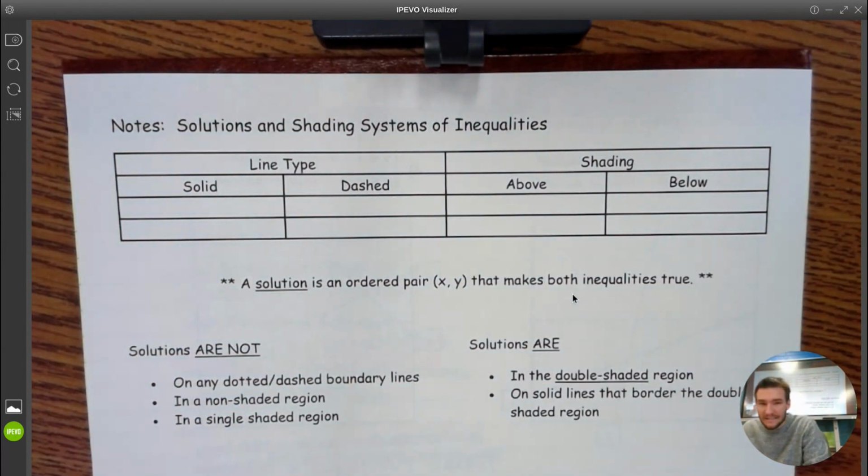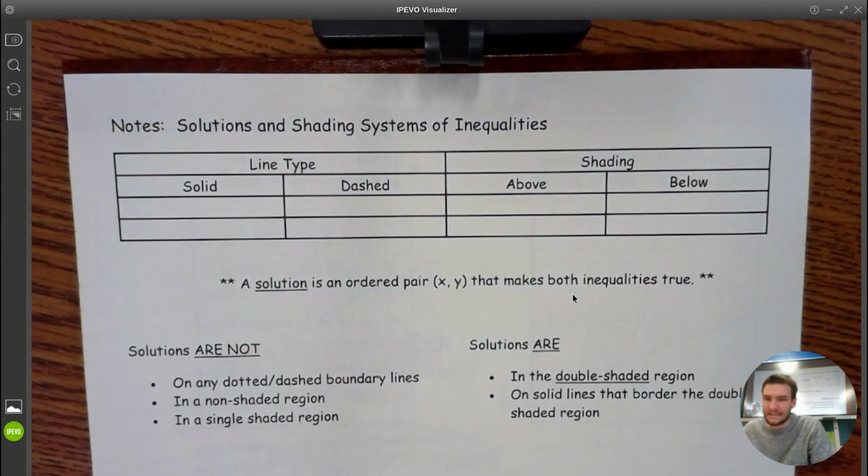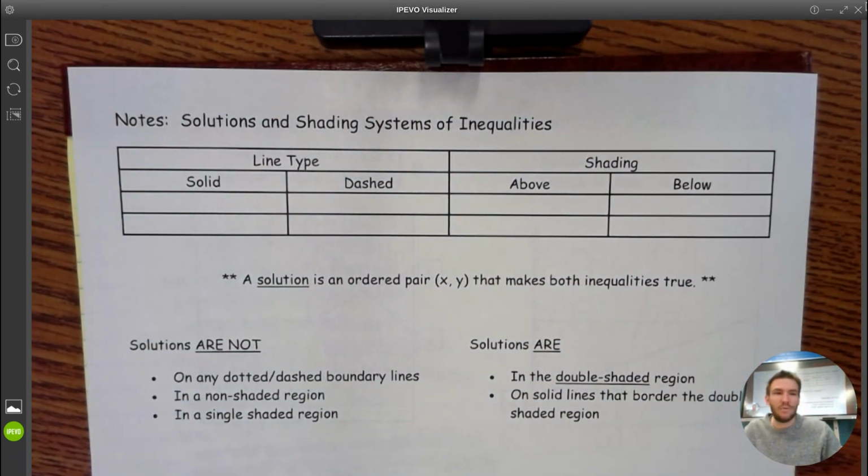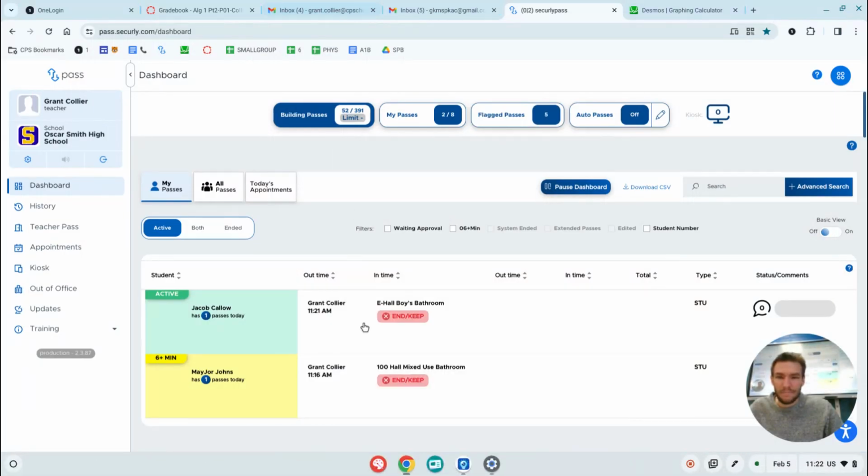Now, systems of inequalities is all about multiple inequalities. So let's get started by filling in our line types. We got it up there on the sideboard. Let me go ahead and stop the pass.